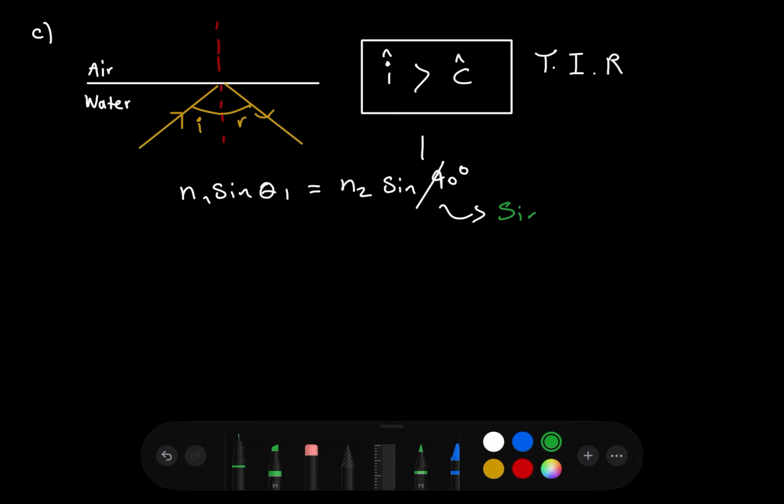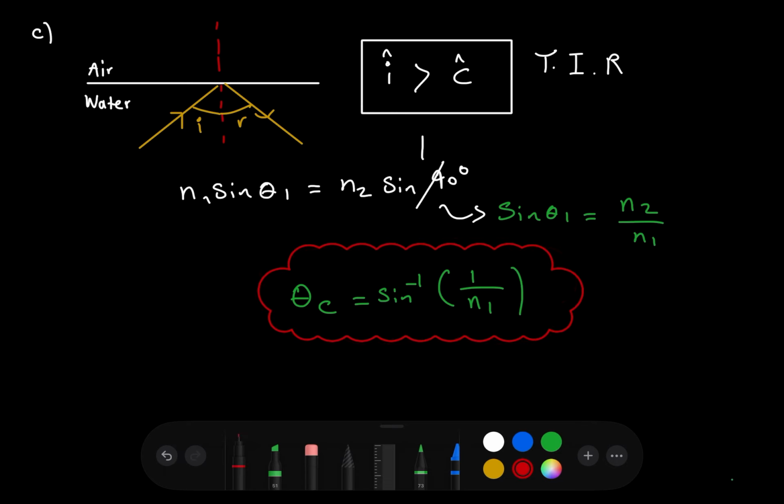So we can say that sin theta 1 is equal to n2 over n1. And so theta 1, which is theta c, or the critical angle, is simply the inverse sine of n2 over n1, where n2 is the index of refraction of the second medium, which is usually air, so it would be 1 over n1, the index of refraction of the first, more dense medium. So you can find the critical angle by using this formula.